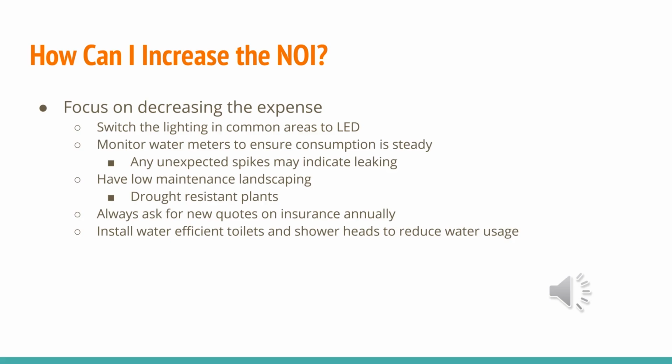Next is have low maintenance landscaping. This is very popular in Southern California because it's a drought here. You want drought resistant plants that are very easy to maintain. Next, you want to ask for new quotes on insurance every year. Every year, you will work with your insurance broker to get requoted to see if the current insurance policy you have is indeed the cheapest and the most effective insurance policy for you.